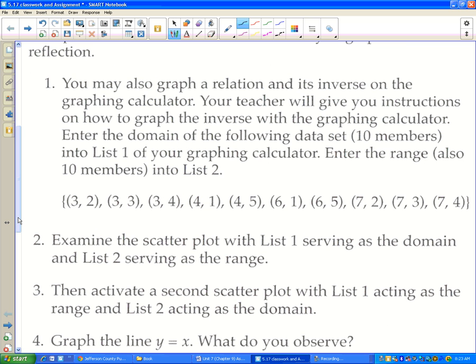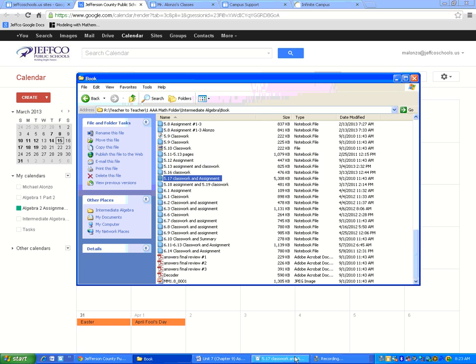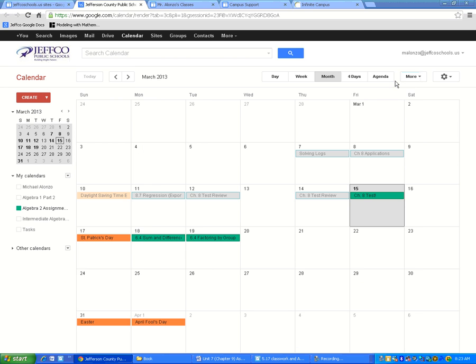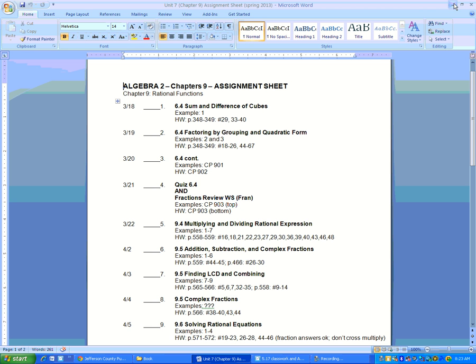Number 1, you may also graph a relation and its inverse on the graphing calculator. Your teacher will give you instruction on how to graph the inverse with the graphing calculator. Enter the domain of the following data sets, 10 members, into list 1 of your graphing calculator. Enter the range, also 10 members, into list 2. So let's go ahead and pull up our handy dandy little calculator.